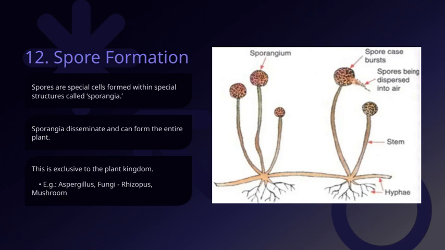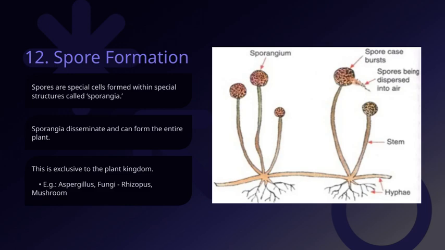What's really fascinating is that in some cases, these spores can give rise to an entirely new organism, meaning the sporangia essentially have the power to create a whole new plant or fungus from just a single spore. This process of spore formation is a key way these organisms reproduce and spread, ensuring their survival and proliferation in various environments. So, understanding spore formation helps us see how these fascinating organisms continue to thrive and expand across different habitats.